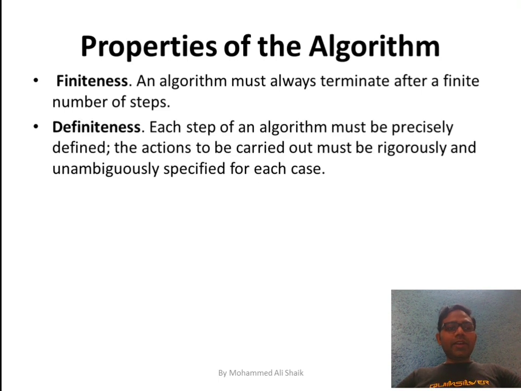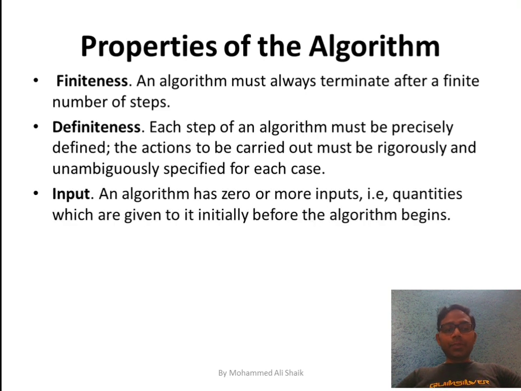The next one is definiteness. Each step of an algorithm must be precisely defined. We need to define each and every step in the algorithm. The actions to be carried out must be rigorously and unambiguously specified for each case. Unambiguous means it should not be duplicated, it should not be repeated. Once a step is defined, again we should not redefine the same thing, and we need to clearly specify what we are going to do in this particular definiteness property.